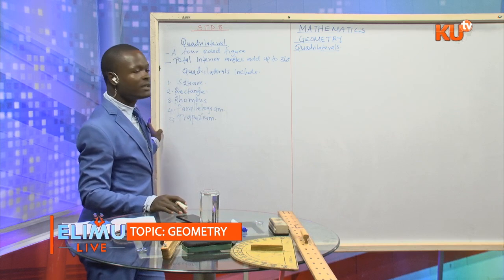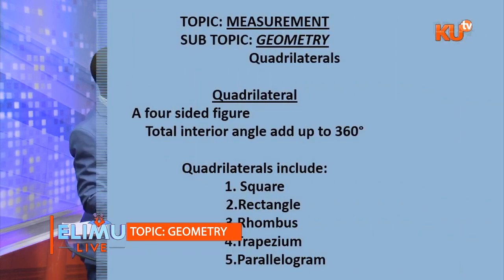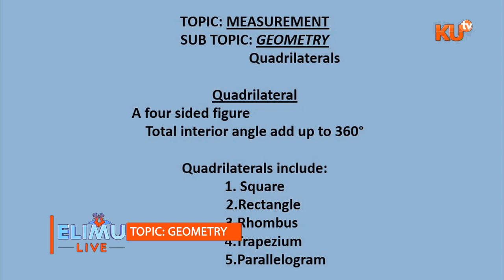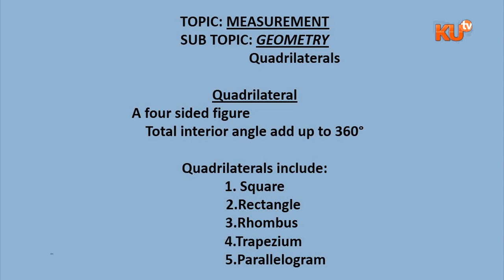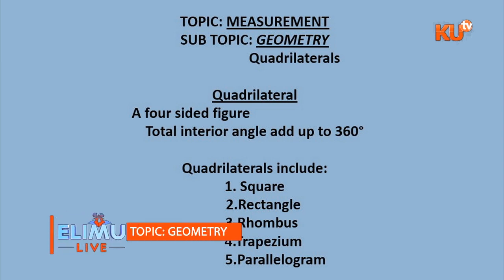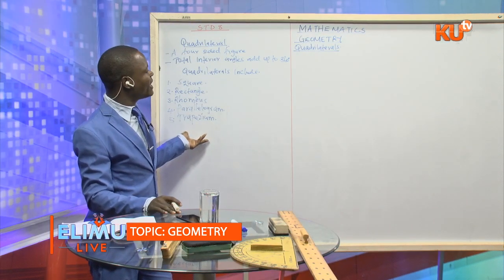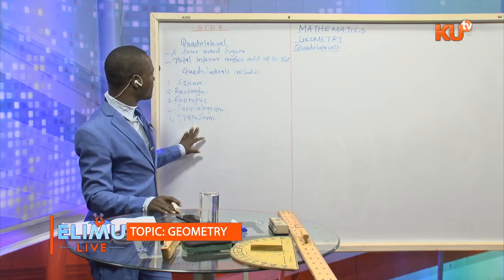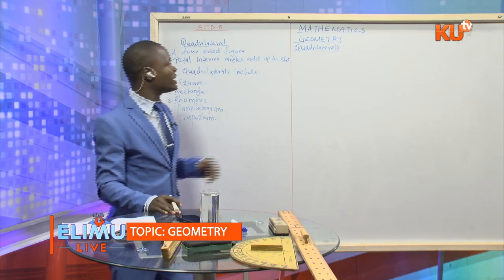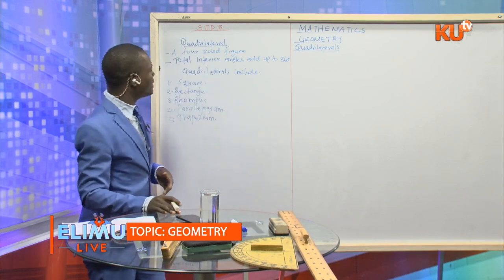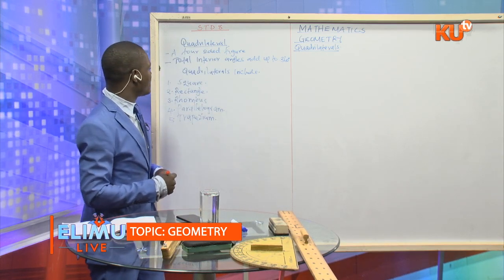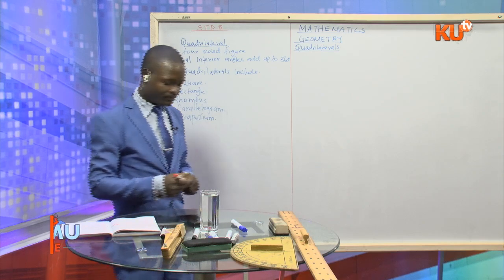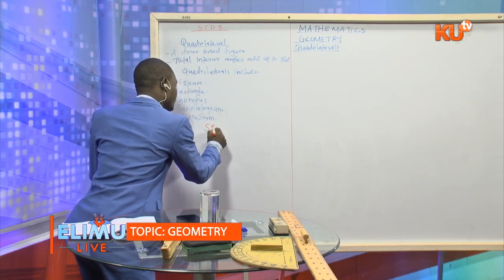Somebody might be asking why I've decided to go through the properties of quadrilaterals. You cannot construct these quadrilaterals if you don't understand their properties. That is why I've decided to go through this with you, so that you can understand them and be able to construct these five quadrilaterals. Very first, I will start with the square.